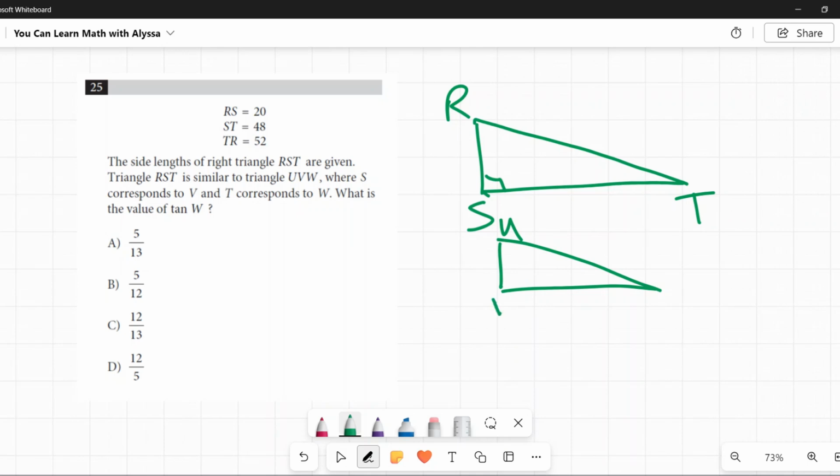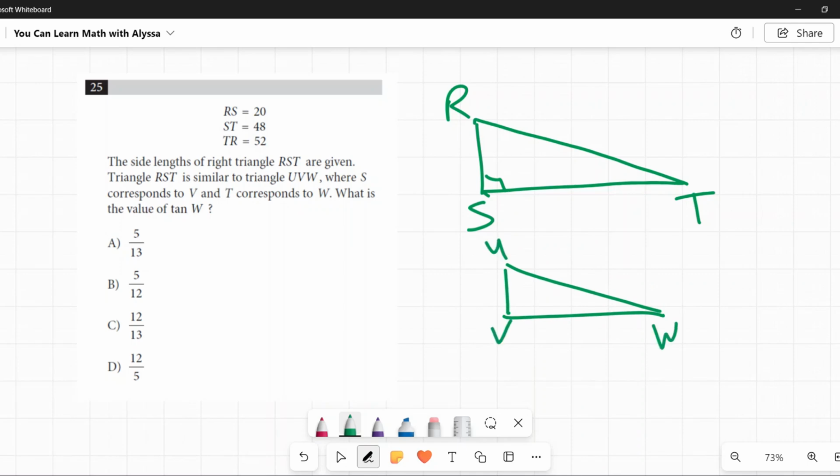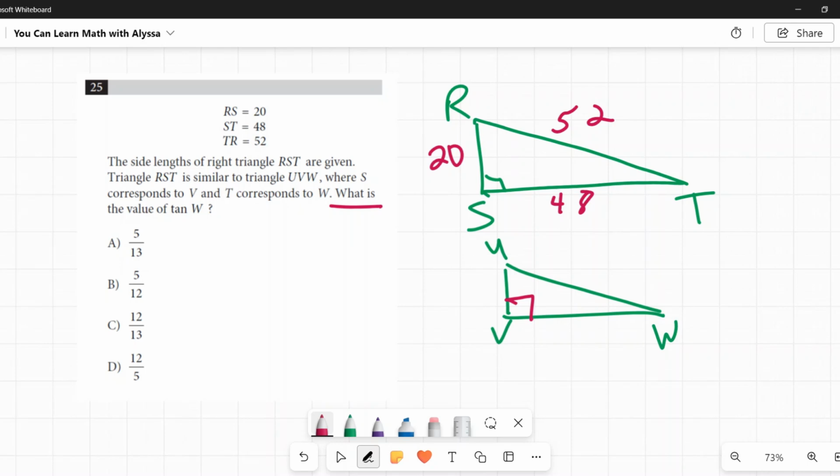I'm going to draw it smaller. I'm going to call it U. Let's move it down a little bit. U, V, W. And actually, I'm going to also write on RST our lengths because we had 20, we had 48, and we had 52. And so they're both right triangles. Okay. What is the value of the tangent of W?